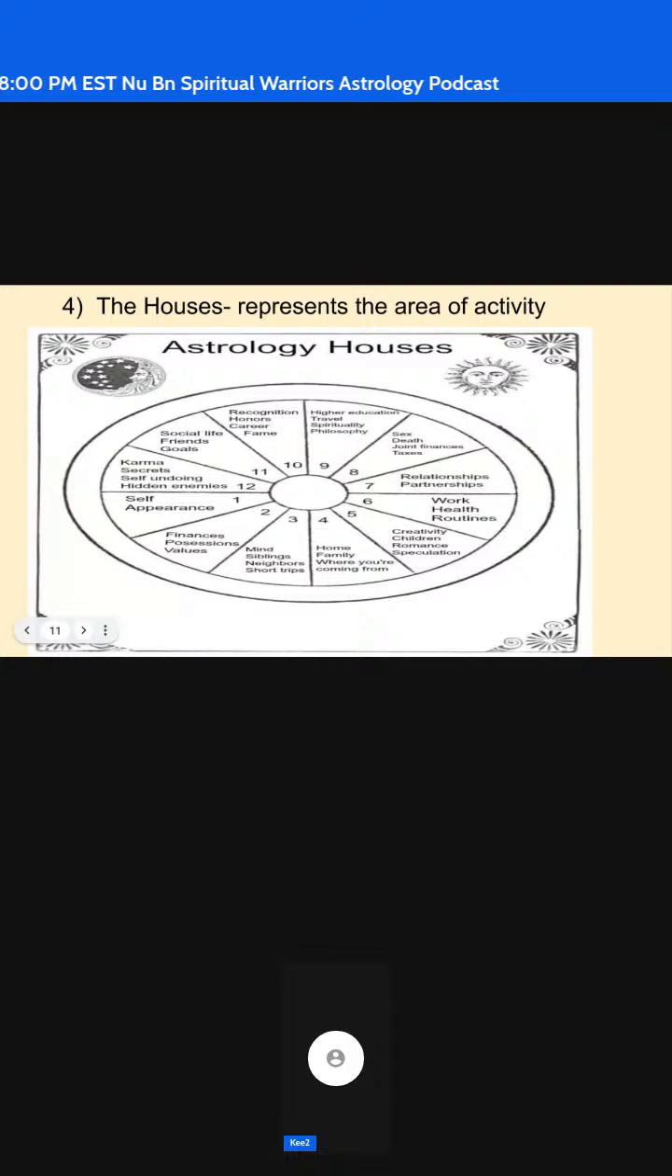So if I was to address the first house, I might just put in the word self. Going to the second house, I might just put in the word values. Just put one word in each one of the houses to give you an ideal or a starting point of understanding the domain that that house covers. This is what it should look like, but just with one word.